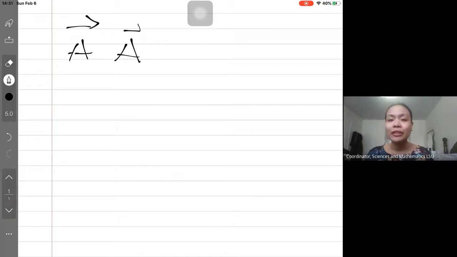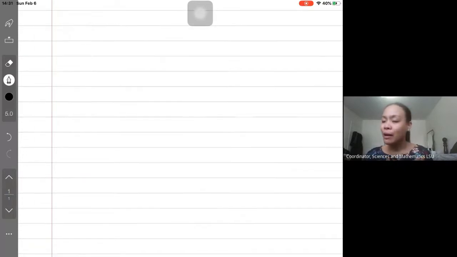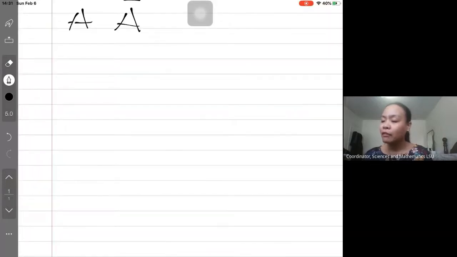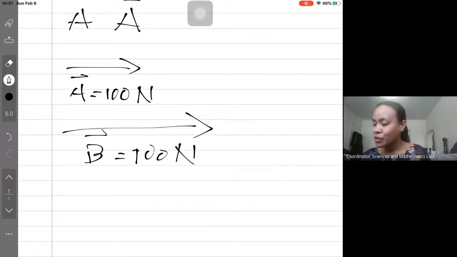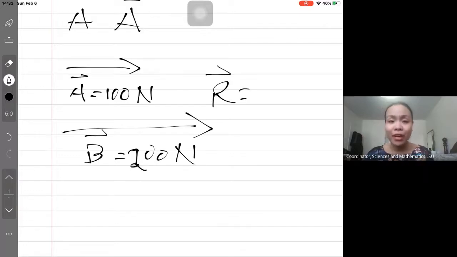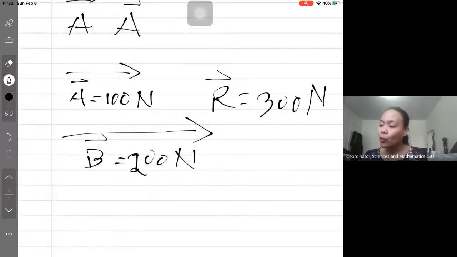We are going to add vectors if they go in the same direction. So say for example, you have vector A, which is 100 newtons, and we have another vector, which is vector B, which is 200 newtons. They are both going to the same direction, so you are just going to simply add. So A plus B, the resultant vector, R would be the resultant vector. That is the sum of the vectors. So just simply add the magnitude. It is 300 newtons and going to the right, the same direction as the two vectors.